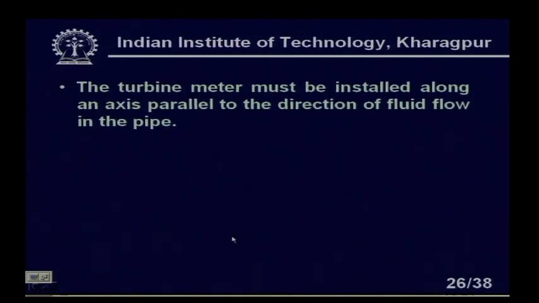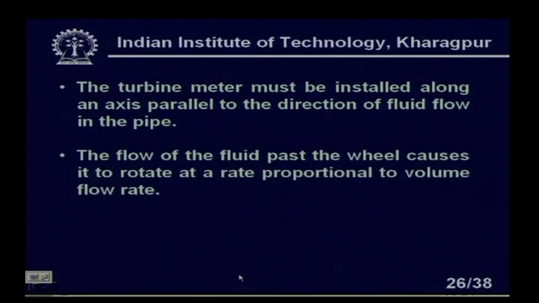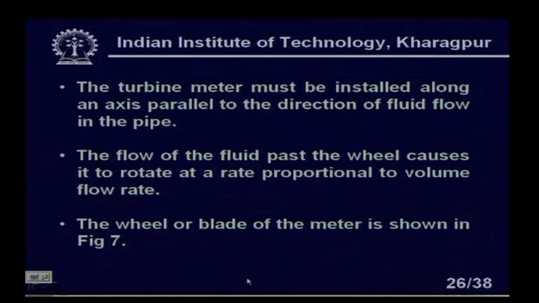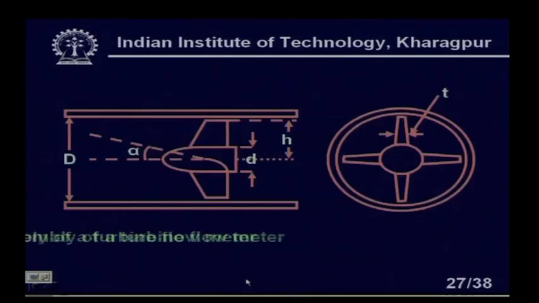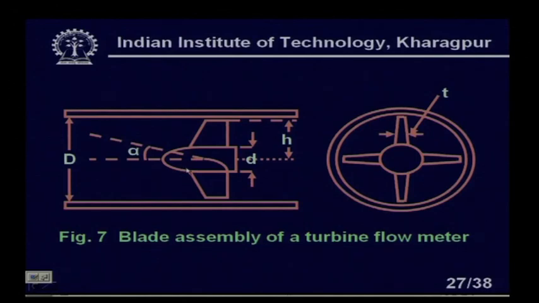The turbine meter must be installed along an axis parallel to the direction of the fluid flow in the pipe. The flow of the fluid past the wheel causes it to rotate at a rate proportional to the volume flow rate. The wheel or blade of the meter is shown in figure 7. Each blade makes an angle alpha.